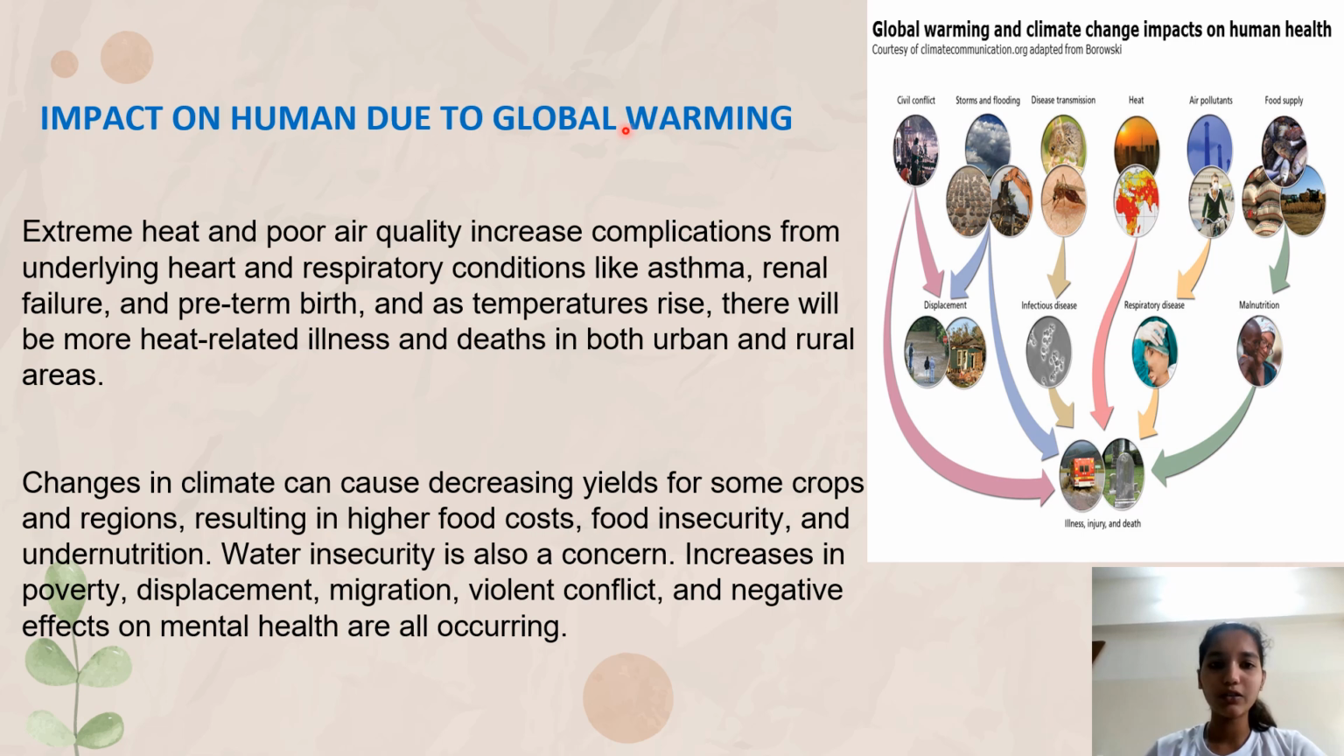Impact on human due to global warming. Extreme heat and poor air quality increases complications from underlying heart and respiratory conditions like asthma, renal failure, and preterm birth. And as the temperature rises, there will be more heat related illness and deaths in both urban and rural areas.